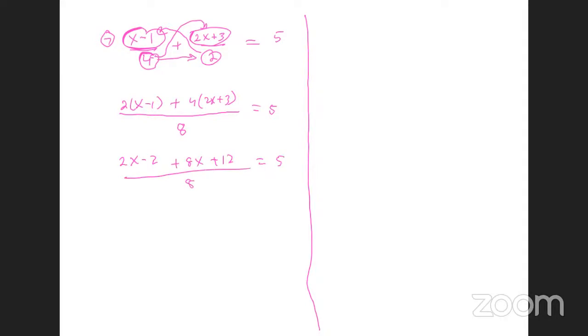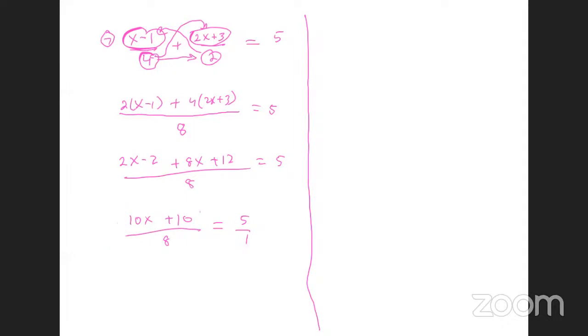Let's make the numerator look a little bit nicer. 2x plus 8x is 10x. Minus 2 plus 12 is 10, over 8. So I simplified the left-hand side and it's now 10x plus 10 over 8 is equal to 5 over 1. Now, we need to be able to solve for x. When you reach here, you have two fractions separated by an equal sign.